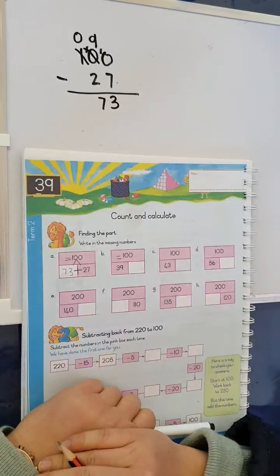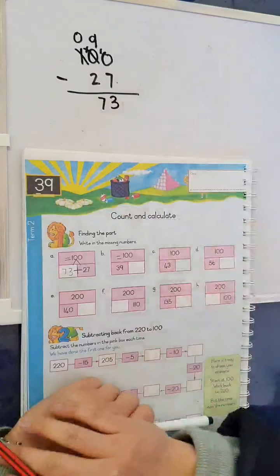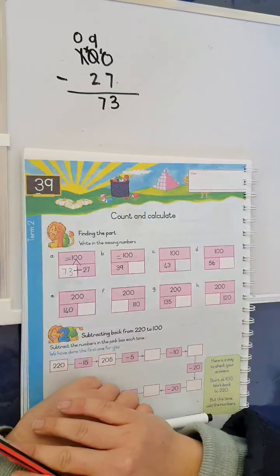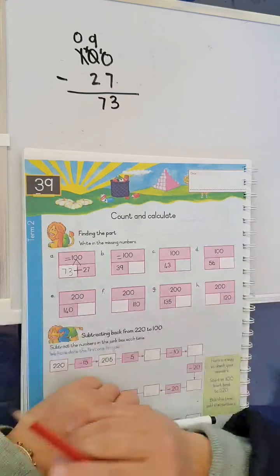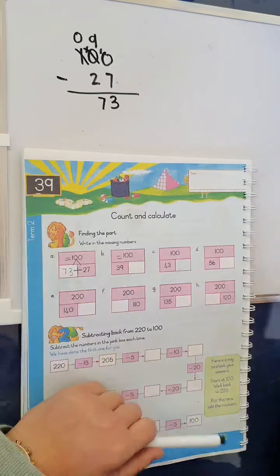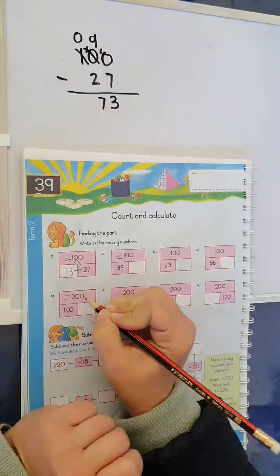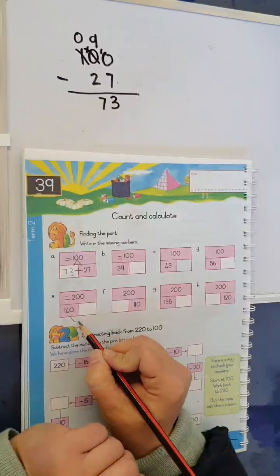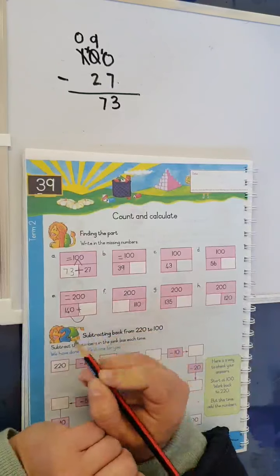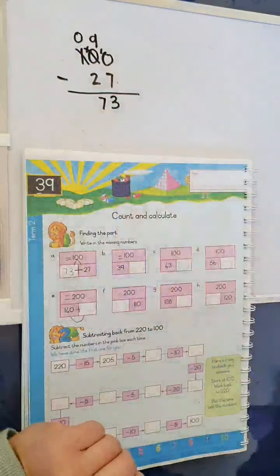Okay. And it's easy to check it back as well. So that's an easy way to get to those answers. The same with this row. This time the answer is 200. So what plus what should give you 200? You can use this method.